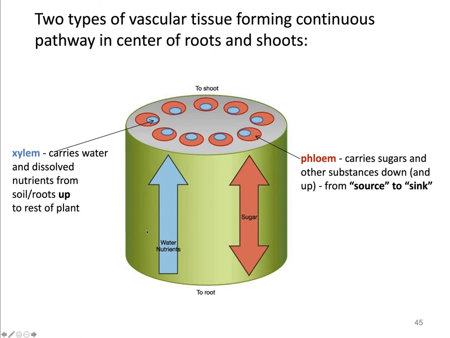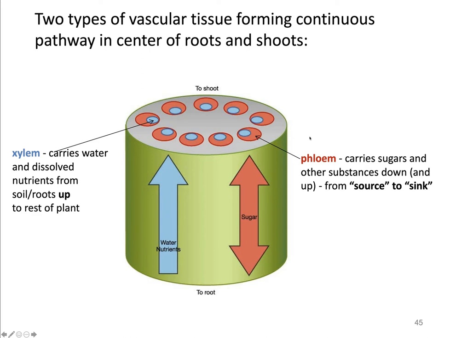And that xylem, its job is to carry the water and dissolved nutrients from the soils up to the rest of the plant. The phloem, its job is to carry sugars and other substances typically down from the leaves to the other parts of the plant that need it. But they can also actually move up sometimes.